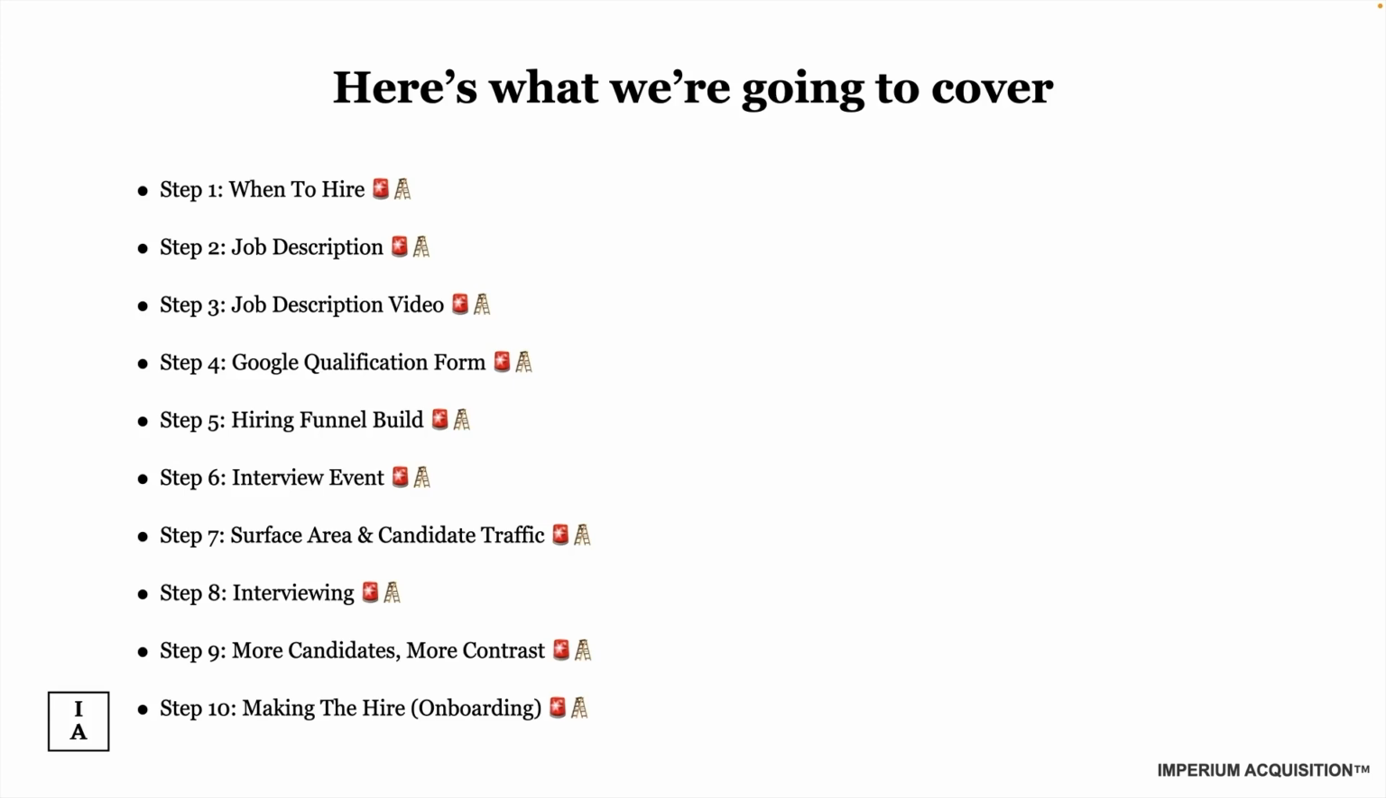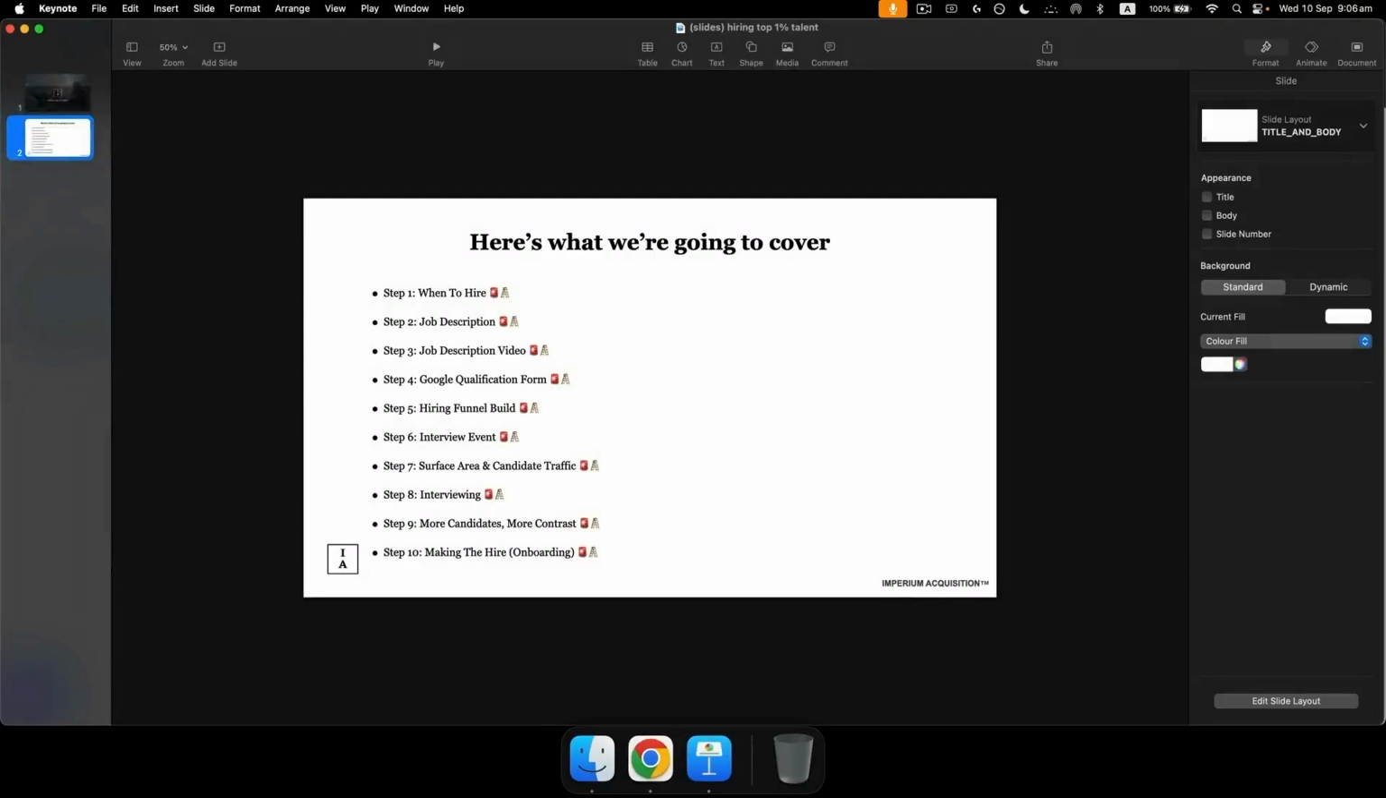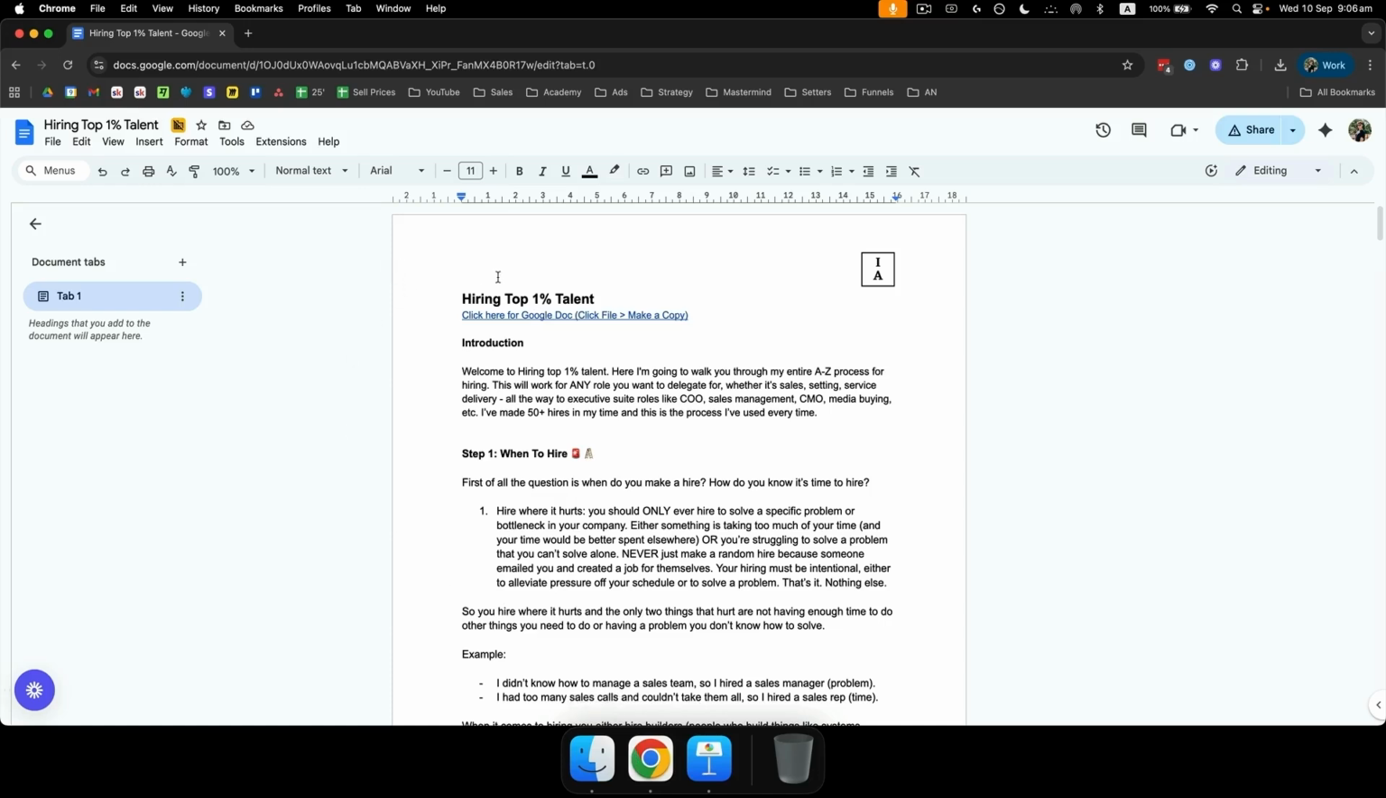So step one is, first of all, when should you hire? Step two is how to write job descriptions. Step three is how to make videos for job descriptions specifically. Step four is how to create a qualification form to filter candidates. Step five is how to build a hiring funnel. Step six is how to create an interview event. Step seven is surface area and candidate traffic. Step eight is interviewing. Step nine, more candidates, more contrast. And step ten is actually making the hire and onboarding the new team member that you've just hired. So without further ado, let's have a look at this template.